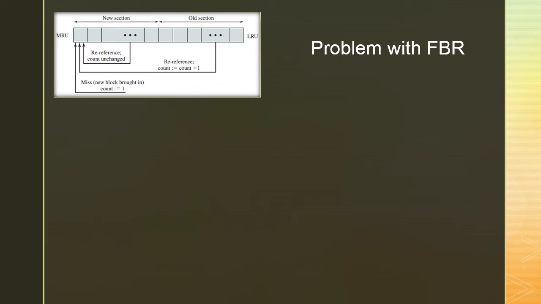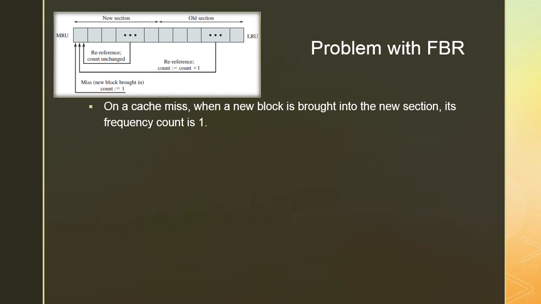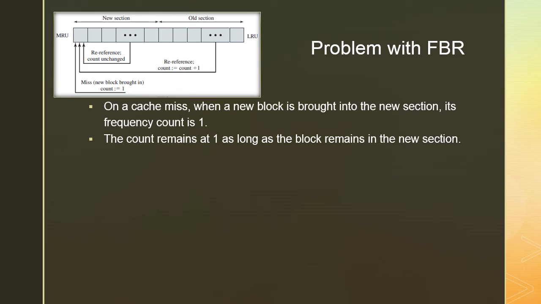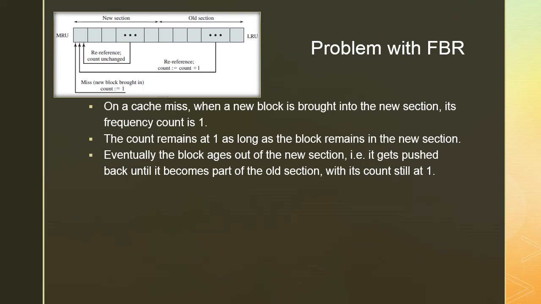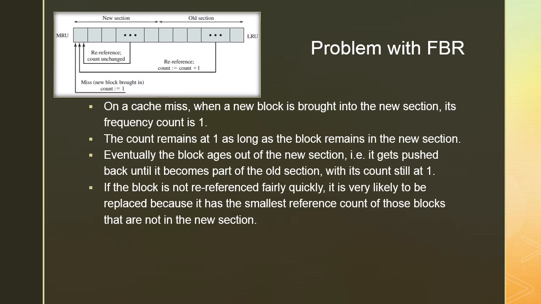Problem with frequency-based replacement. On a cache miss, when a new block is brought into the new section, its frequency count is 1. The count remains at 1 as long as the block remains in the new section. Eventually, the block ages out of the new section, that is, it gets pushed back until it becomes part of the old section with its count still at 1.